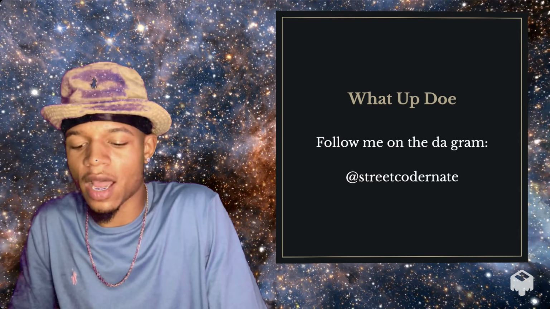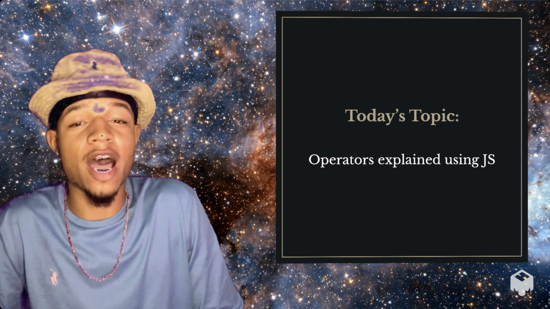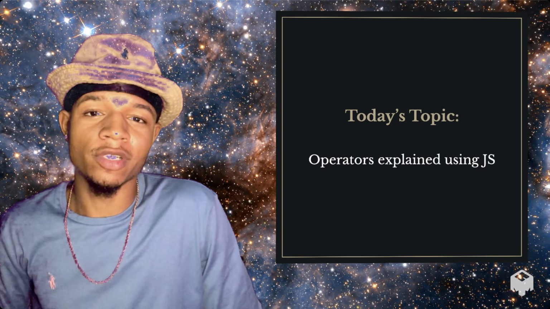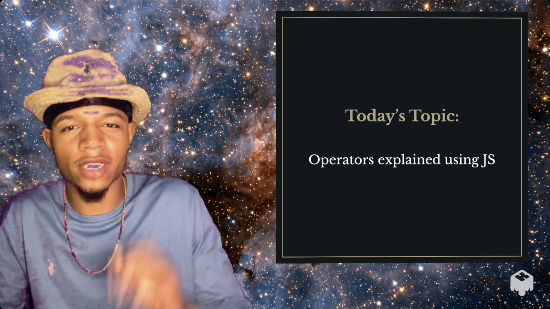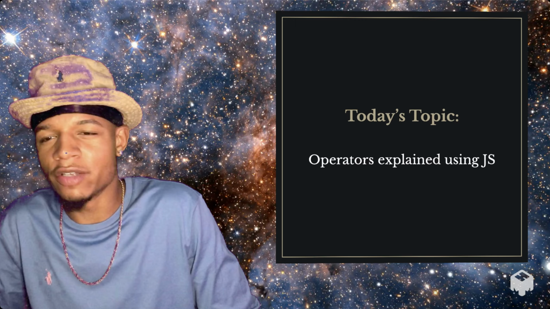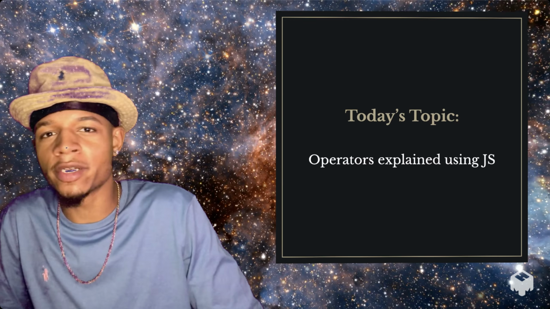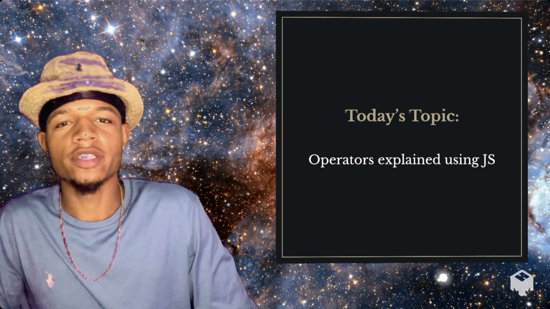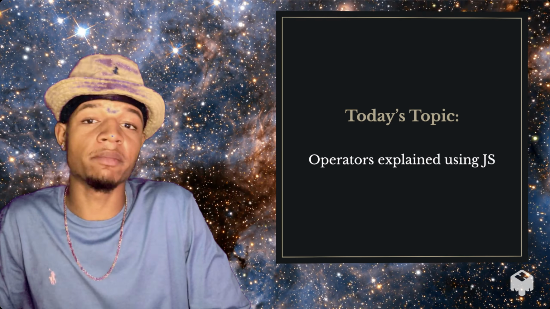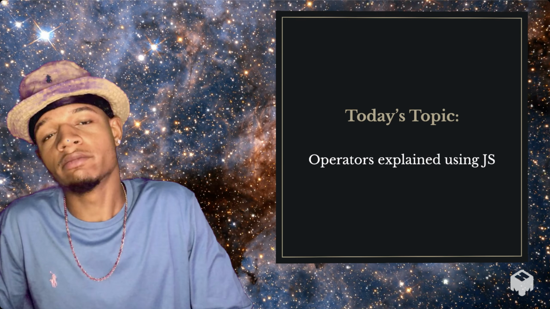So what are operators? Operators in computer science, well, there are two types of operators, like general base operators. I usually like to call them the logical operators and then the mathematical operators. So actually, first we're gonna take a look at the mathematical operators and get into it.